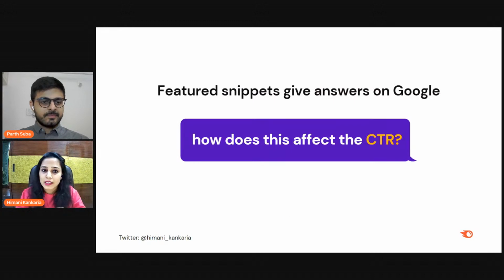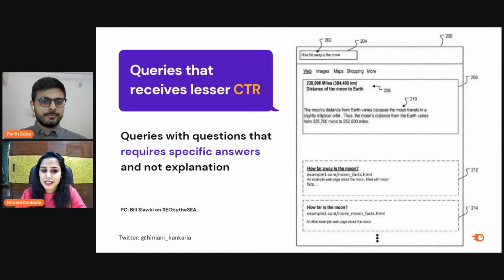Now, featured snippets are giving answers on Google. Then how does this affect the CTR? We need to check this. The queries that receive lesser CTR are the queries with questions that require specific answers and not explanation.